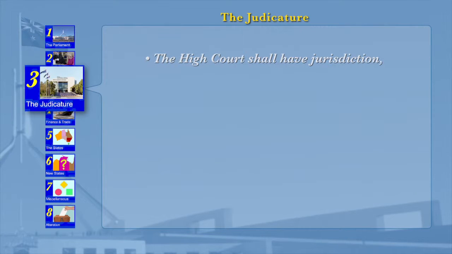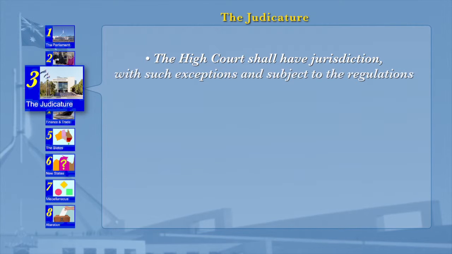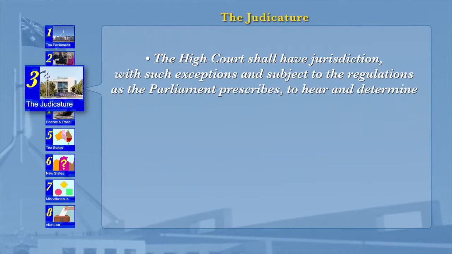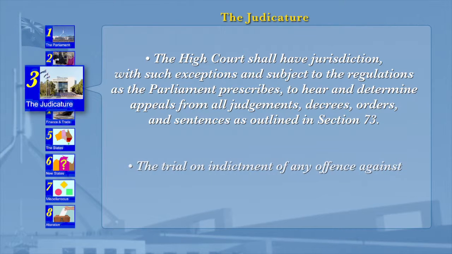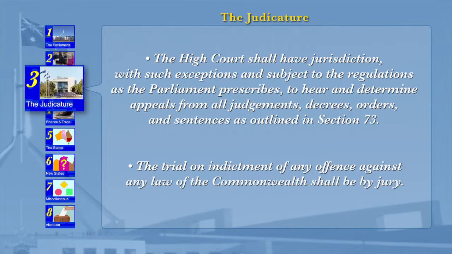The High Court shall have jurisdiction, with such exceptions and subject to the regulations as the Parliament prescribes, to hear and determine appeals from all judgments, decrees, orders and sentences as outlined in Section 73. The trial on indictment of any offence against any law of the Commonwealth shall be by jury.